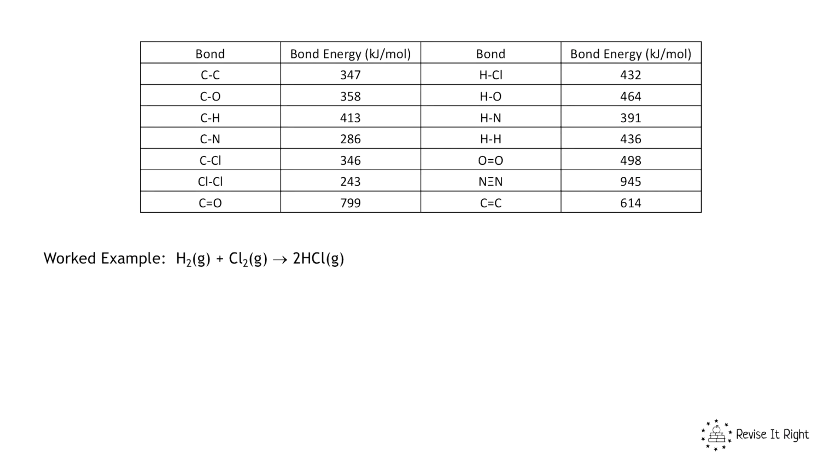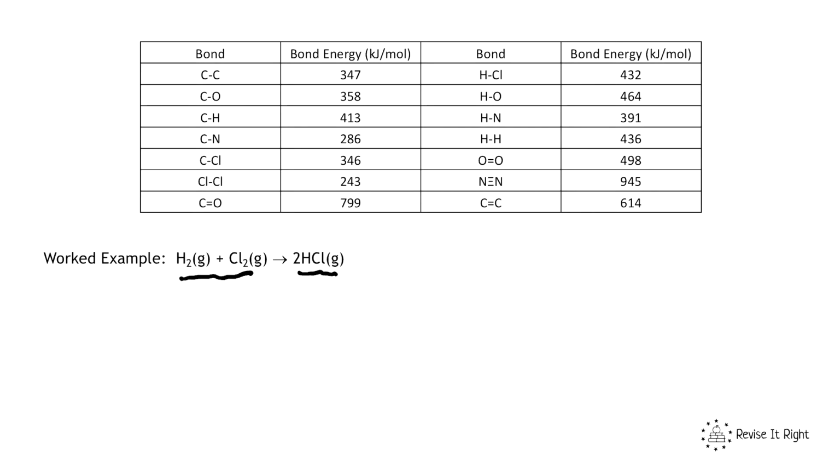Now we also need to be able to work out the overall energy change in a reaction. So I'm going to take you through a worked example here. So we've got hydrogen plus chlorine makes 2 lots of hydrogen chloride. Now we need to work out the overall energy change in this reaction. So we need to work out the energy that was needed to break these bonds here and the energy that was released to form these new bonds here, and then calculate the difference.